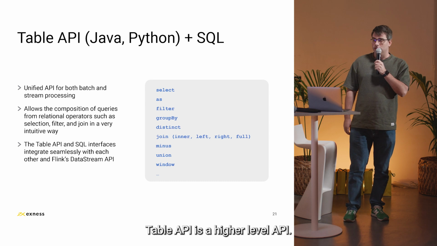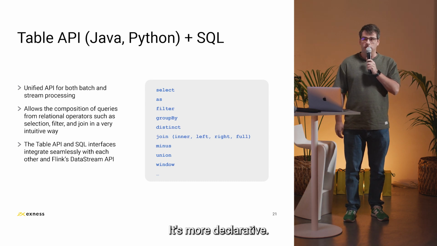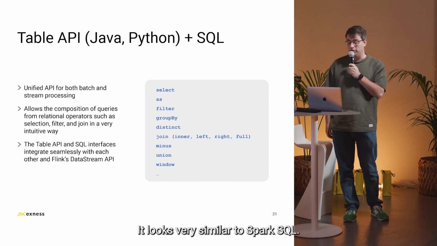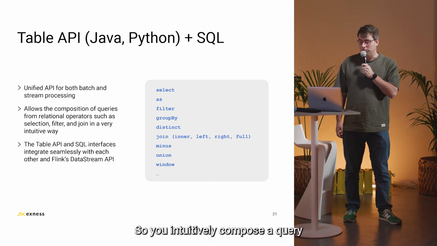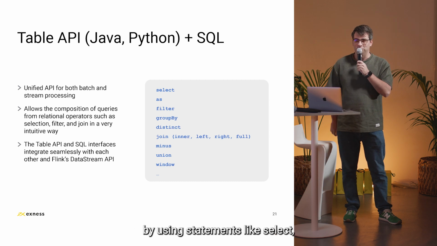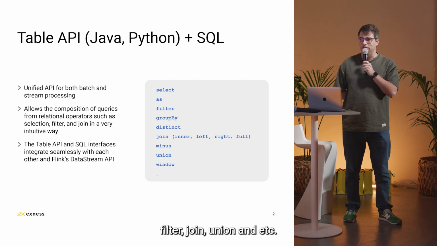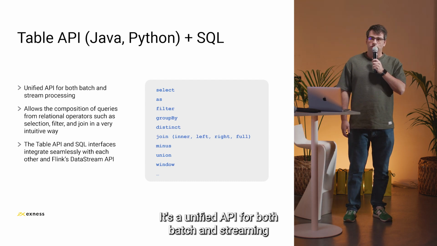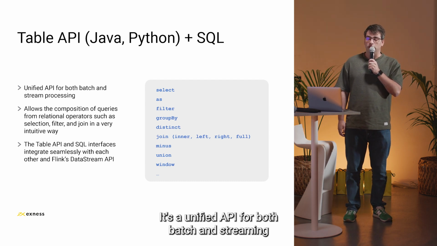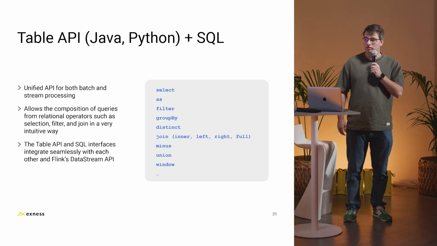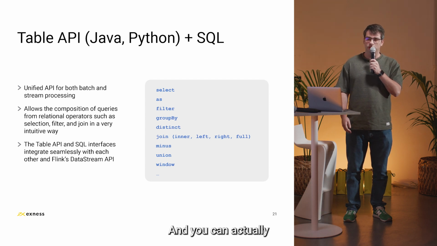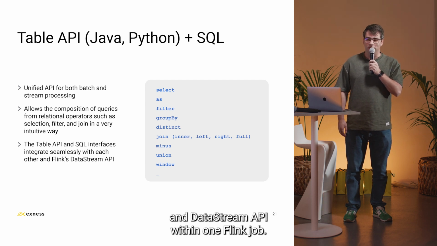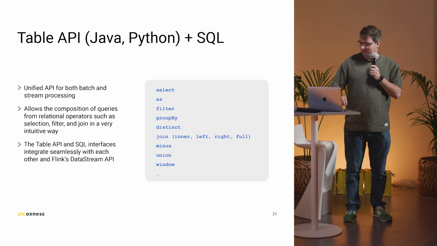Table API is a higher level API. It's more declarative. It looks very similar to Spark SQL. So you intuitively compose your query by using statements like select, filter, join, union, and etc. It's a unified API for both batch and streaming. And you can actually combine Table API, SQL API, and DataStream API within one Flink job.